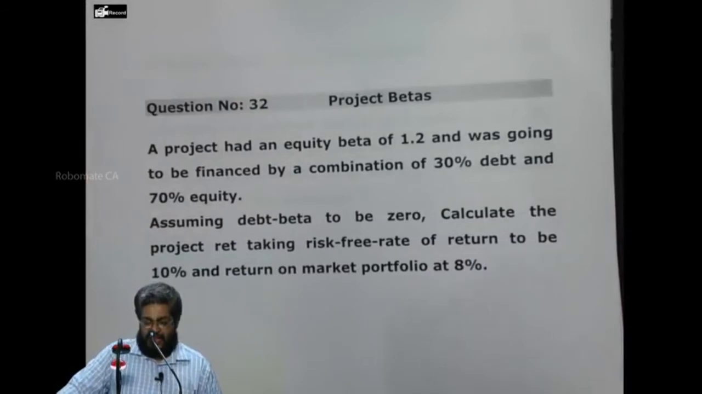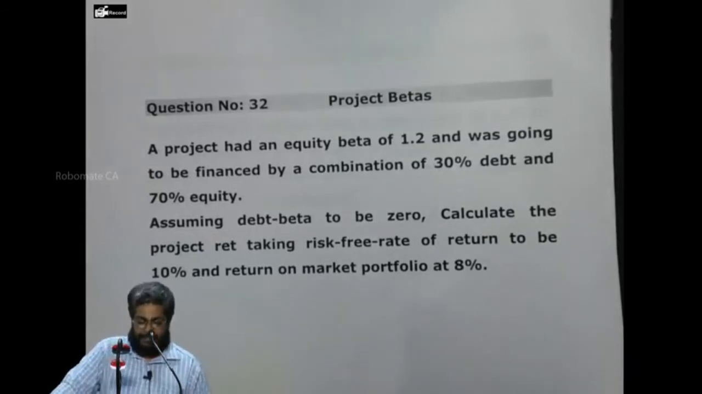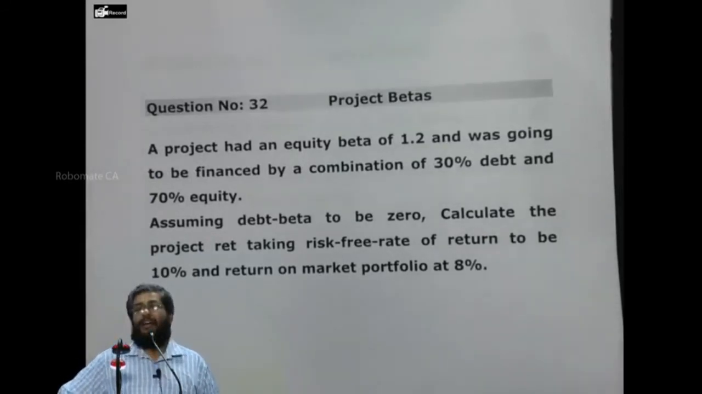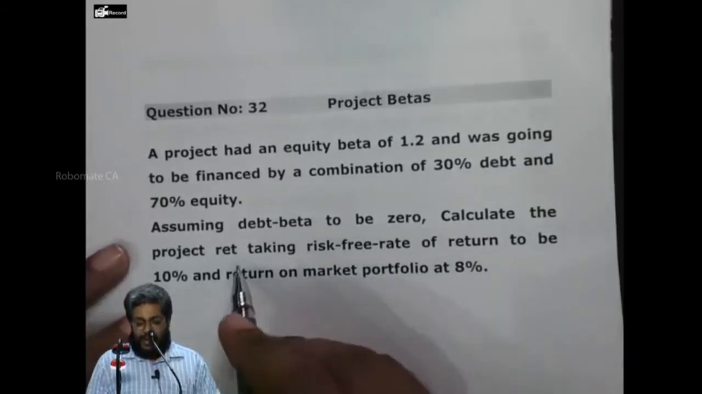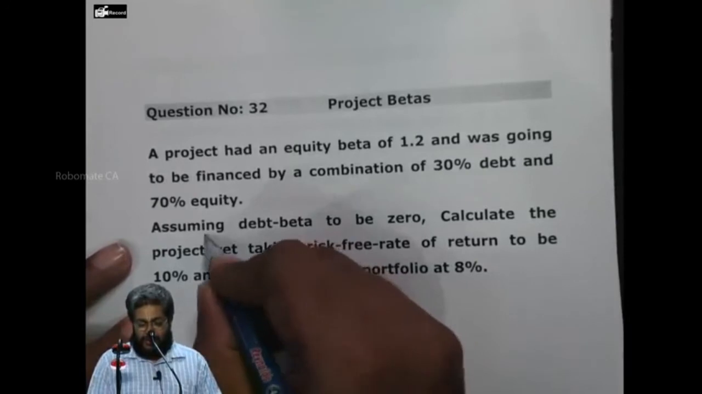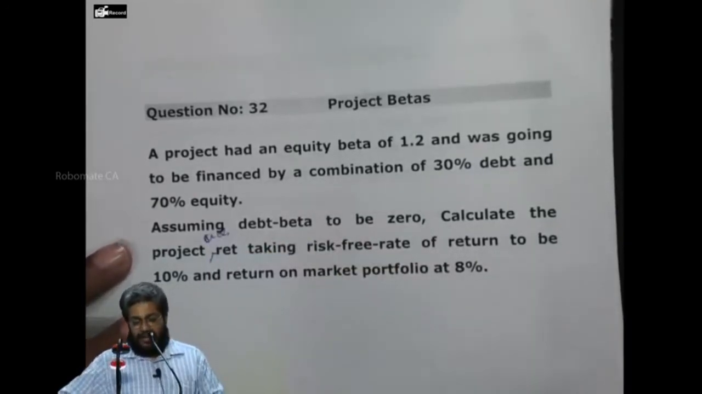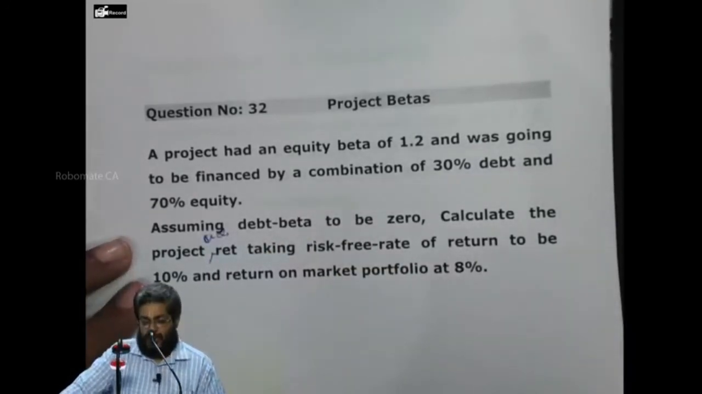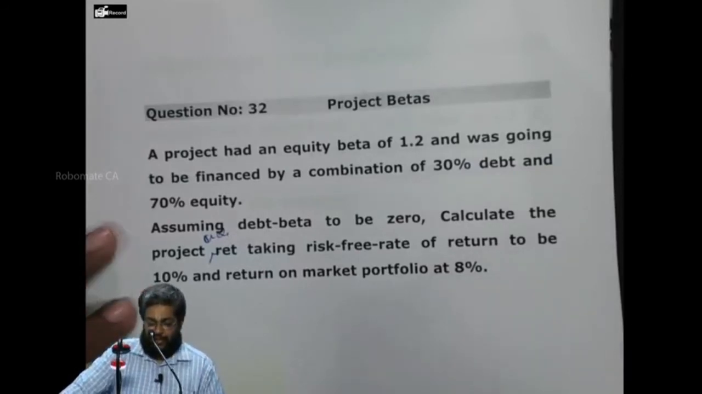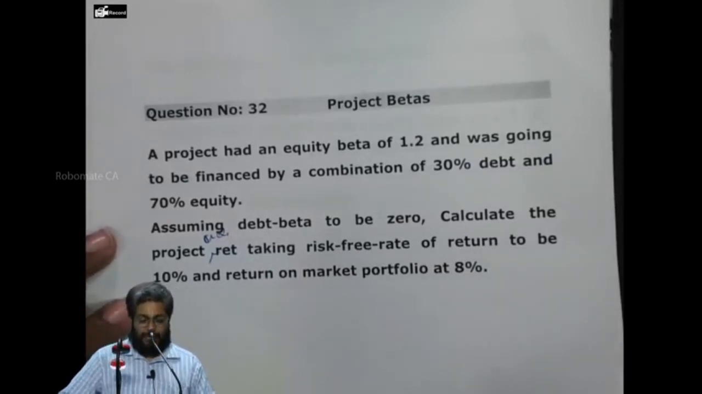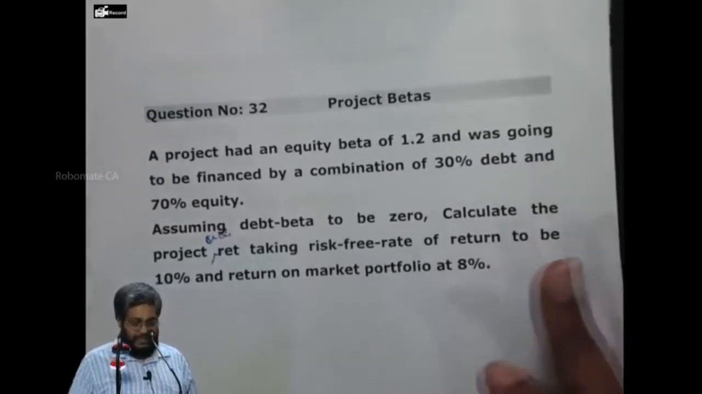A project has an equity beta of 1.2 and was going to be financed by a combination of 30% debt and 70% equity. Assuming debt beta to be 0, calculate the project's required return. There is one number, that is the required return. Calculate the project's required return, taking the risk-free rate to be 10% and return on market portfolio to be 8%.